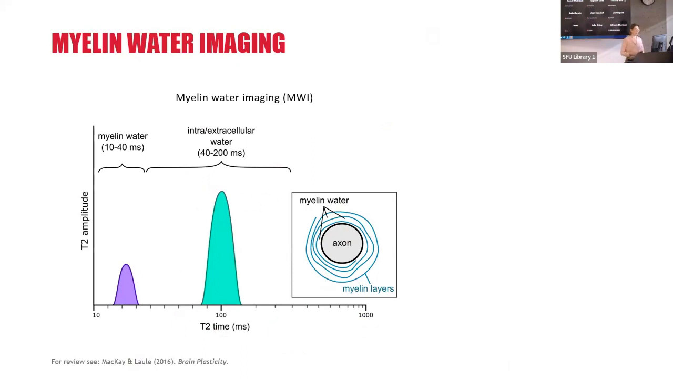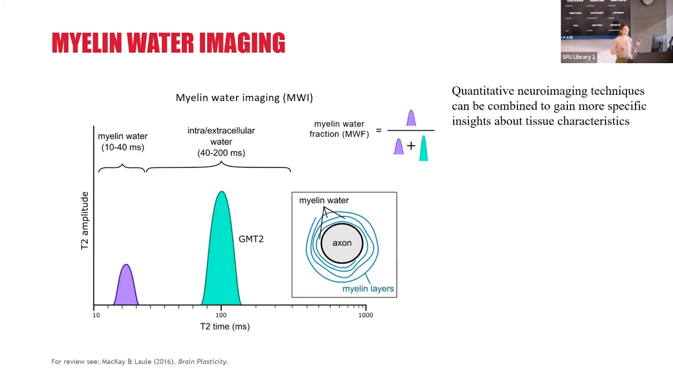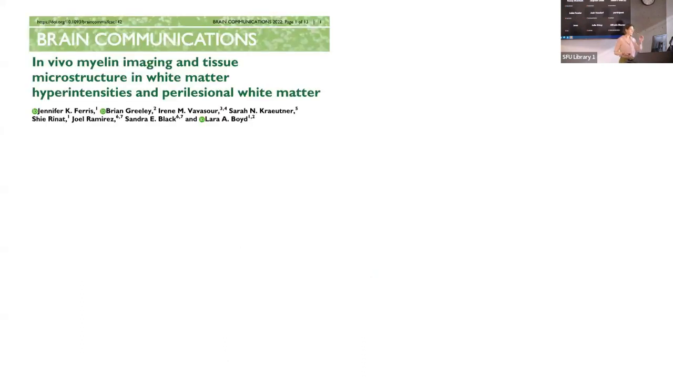And so because you have this relationship between the short peak signal and myelin water, you can use these metrics to estimate the density of myelin in the voxel. And this is more specific in terms of its biological interpretation than diffusion tensor imaging. And so we have this idea that maybe these quantitative neuroimaging techniques might be used to gain more specific insights about tissue characteristics. And so the question now is, how do we apply these in white matter hyperintensities? So that's exactly what we did in this first study.